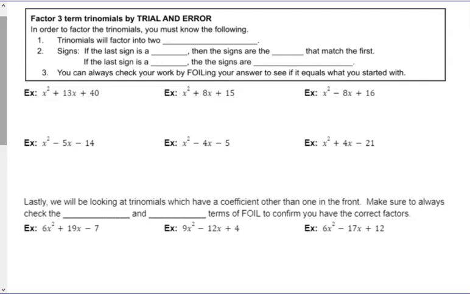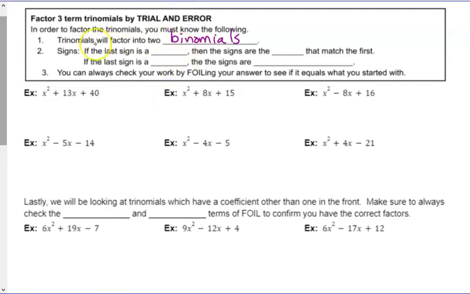Now, in order to factor the trinomials, you must know the following. Trinomials means I have 3 terms here, 1, 2, 3, separated by the pluses or the minuses. So these are going to factor into 2 binomials, always. Okay? So that means you're going to have 2 parentheses with 2 terms in each.